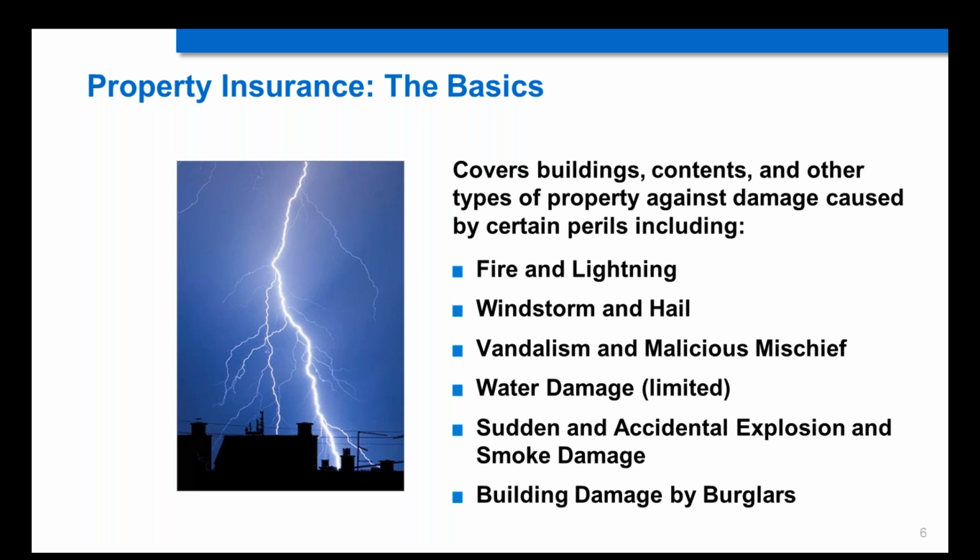Okay, so some of the basics when we get into property coverage, we start with what are called perils. Perils, simply stated, would be all the bad things that can happen to property. You see on your page some of the basic perils that are listed. These are called basic and extended perils. Things like fire, lightning, wind and hail, vandalism, water, which is limited generally, building damage, things like that.